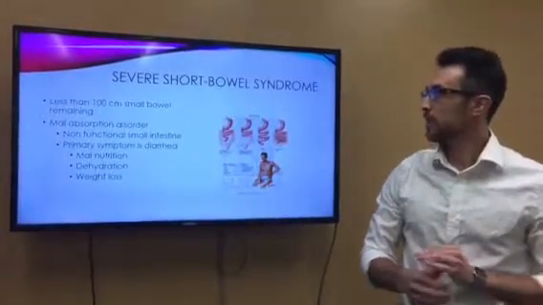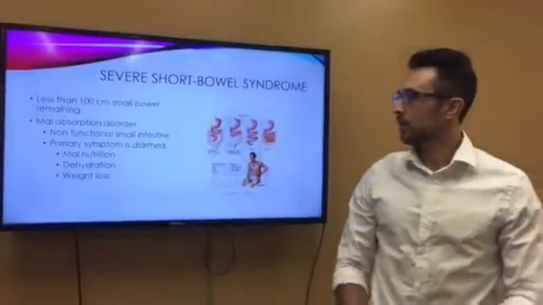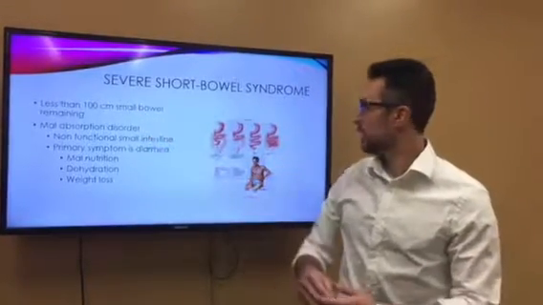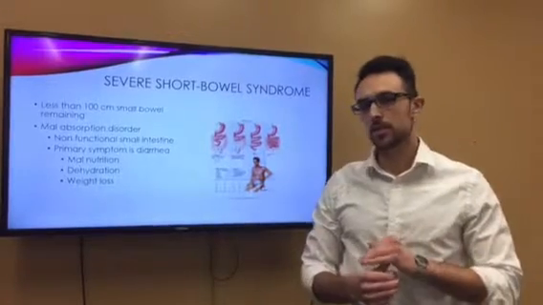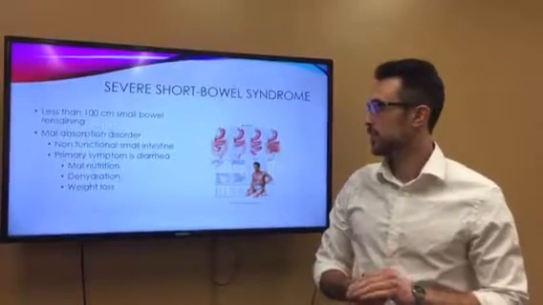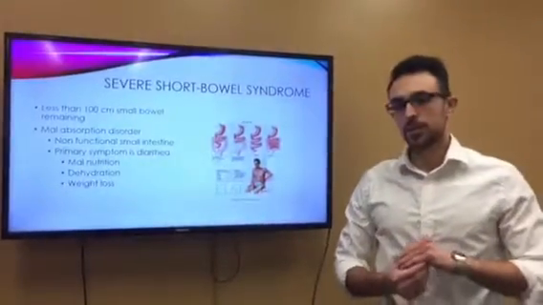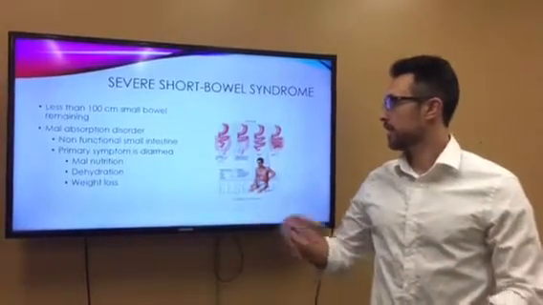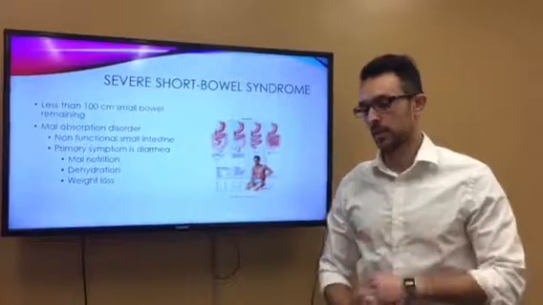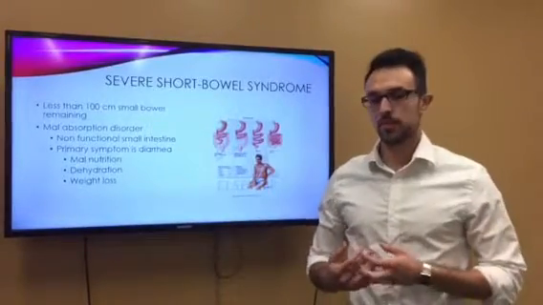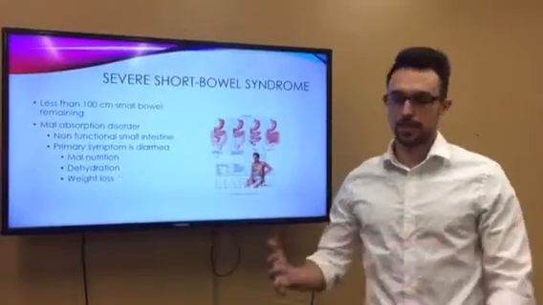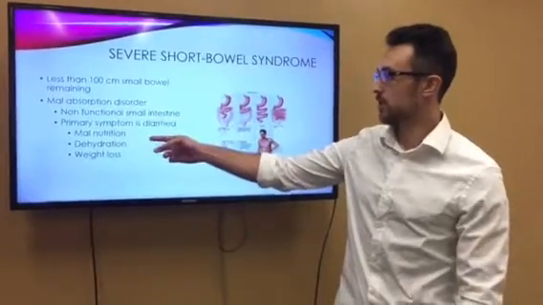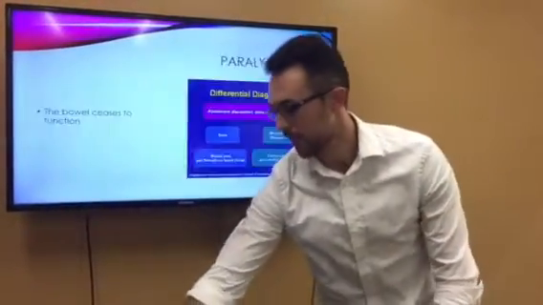Another contraindication is severe short bowel syndrome, and one of the criteria used is if the bowel is less than 100 centimeters, and also if they have a malabsorption disorder. So if they have a non-functional small intestine, EN would not be the most optimal nutritional intervention, just because EN is administered through the GI tract. If the small intestine is not working properly, the patient would not be able to absorb any of the nutrients that would be administered. Criteria that we would use to diagnose this are malnutrition, dehydration, and weight loss caused by diarrhea.